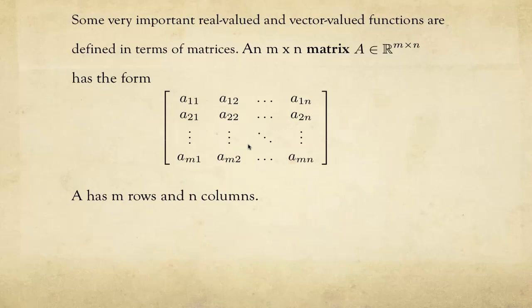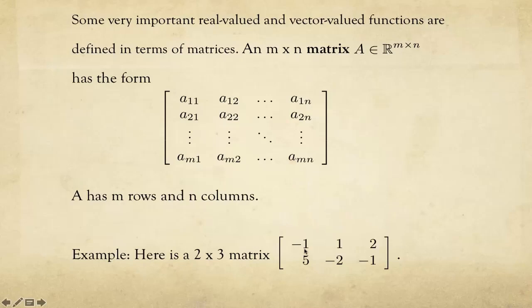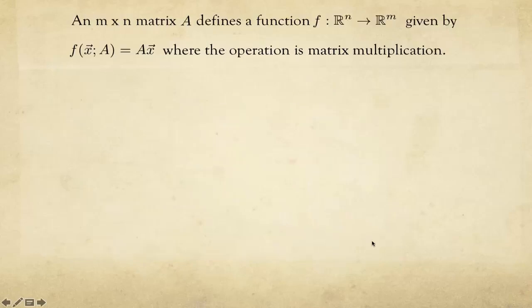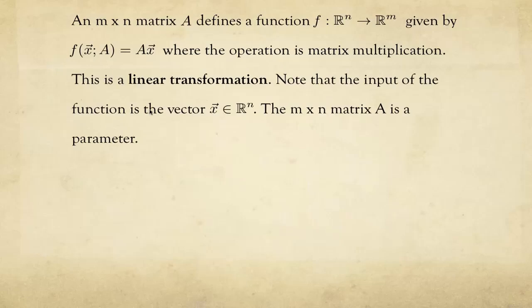Let's talk about matrices. An m by n matrix, A, again this is the notation for an m by n matrix, has this form. There are m rows and there are n columns. So as an example, this is a 2 by 3 matrix, 2 rows and 3 columns. It turns out that an m by n matrix defines a function going from Rn to Rm, and this is defined by using matrix multiplication. So again, here's a function, the input is x, and A is the parameter. So if I change the parameter A, then I've changed my function. This is a linear transformation.